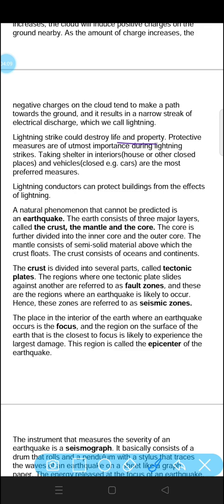Now lightning strikes can destroy life and property. Lightning sometimes harms a lot. Protective measures are of utmost importance during lightning strikes. Taking shelter in the interior of a house or other closed places, and vehicles, are the most preferred measures. Whenever there is lightning, we should protect ourselves, by taking shelter inside a house or closed places and vehicles.